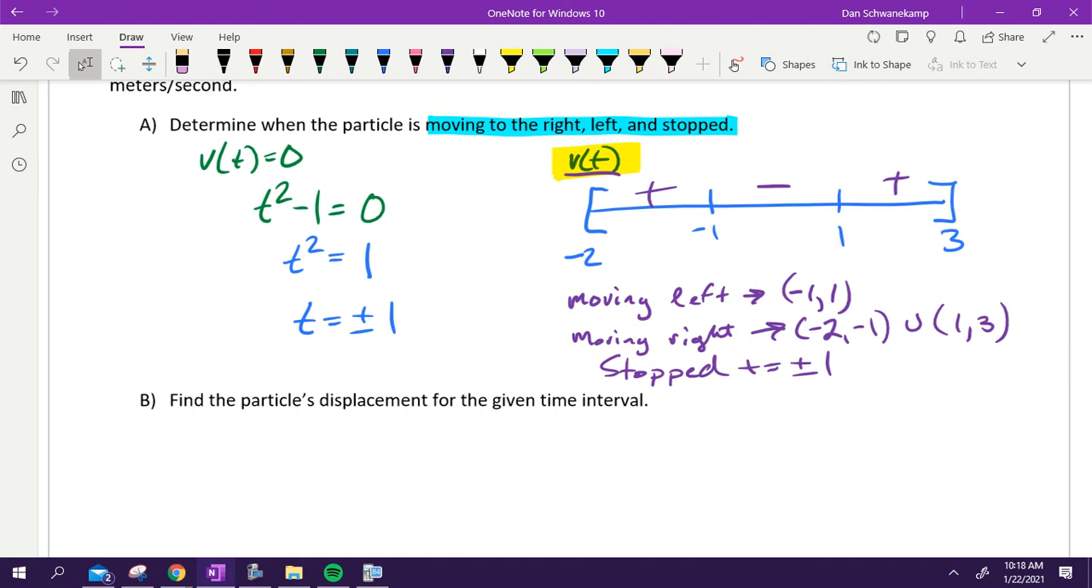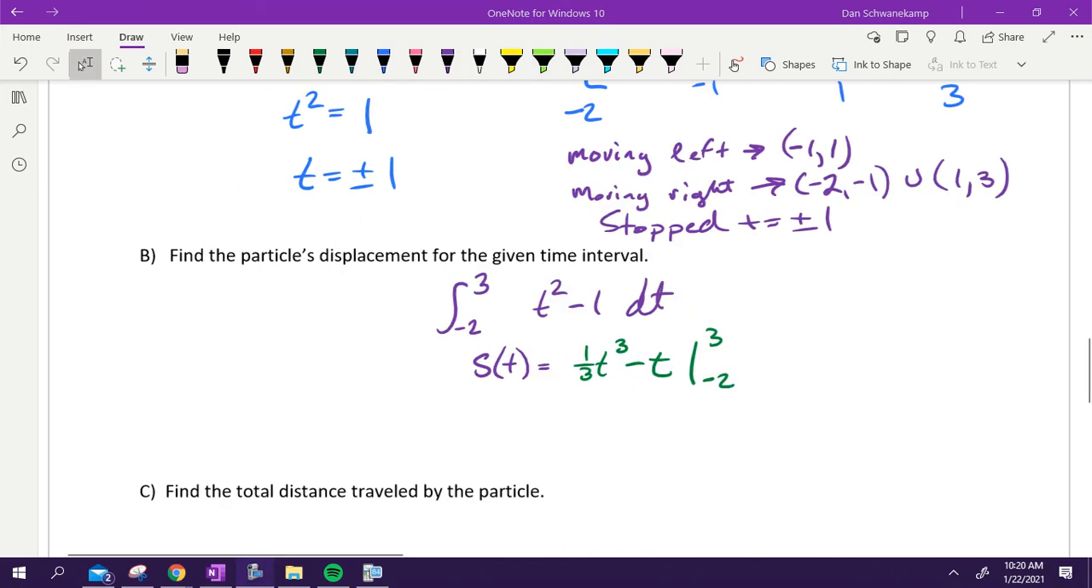Question B says find the particle's displacement for the given interval. So displacement means the change in position. They told me velocity, and I want to know the change in position. What do I need to do to find the change in position? Integrate velocity from when to when. Do that without using your calculator. You can do it. Set it up.